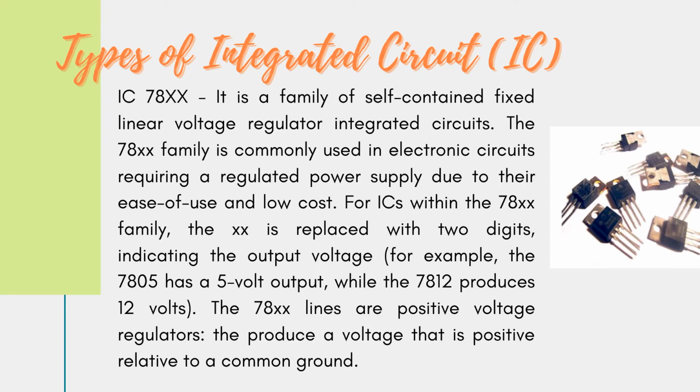IC 78XX is a family of self-contained fixed linear voltage regulator integrated circuits. The 78XX family is commonly used in electronic circuits requiring a regulated power supply due to their ease of use and low cost. For ICs within the 78XX family, the XX is replaced with 2 digits, indicating the output voltage. For example, the 7805 has a 5-volt output, while the 7812 produces 12 volts. The 78XX lines are positive voltage regulators, that produce a voltage that is positive relative to a common ground.